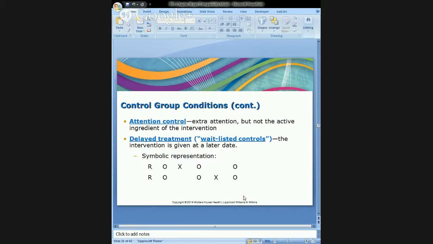The other control group is a delayed treatment, where they may get the intervention, but at a different time period. And you could see that down there with the attention control and the delayed treatment. You see that the first group, the intervention group, gets the treatment first, and the control group gets it later on in the process.